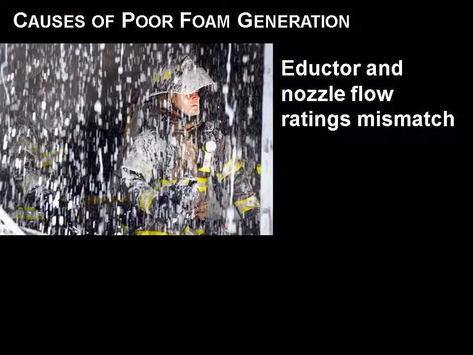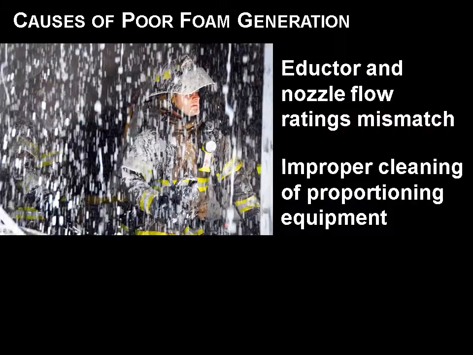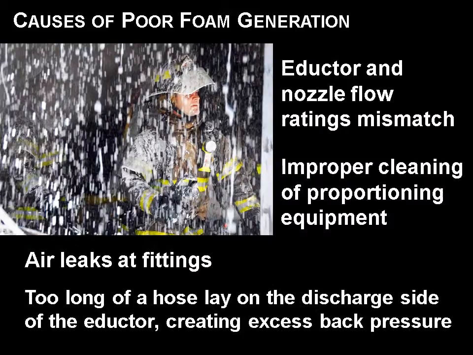Causes of poor foam generation: the inductor and nozzle flow ratings don't match. Improper cleaning of proportioning equipment. Air leaks at fittings. Too long a hose lay on the discharge side of the inductor, creating excessive back pressure. The nozzle too far above the inductor, causing excessive elevation pressure. Mixing different types of foam together, resulting in a mixture too viscous to pass through the inductor. Partially closed nozzles, resulting in high nozzle pressure.